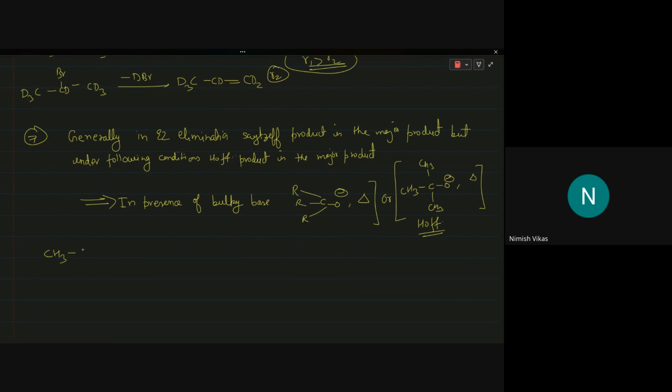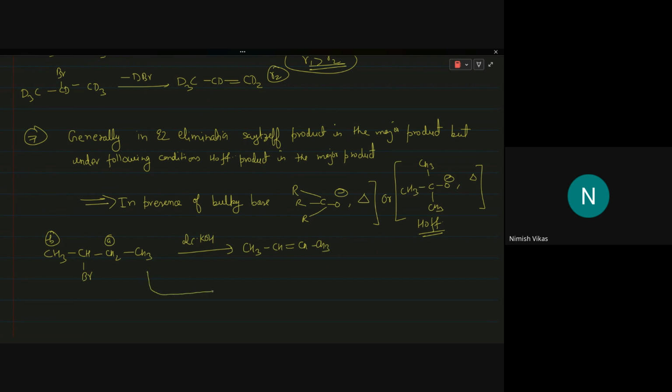Suppose CH3, CH, Br, then CH2, CH3 is there. I'm marking this hydrogen as A and I'm marking this hydrogen as B. Now I'm treating this compound in the presence of alcoholic KOH. So if I'm treating the compound in alcoholic KOH, this is a normal base. So the Zaitsev product is the major product. In this particular case, you will get the product as CH3 CH double bond CH and CH3.